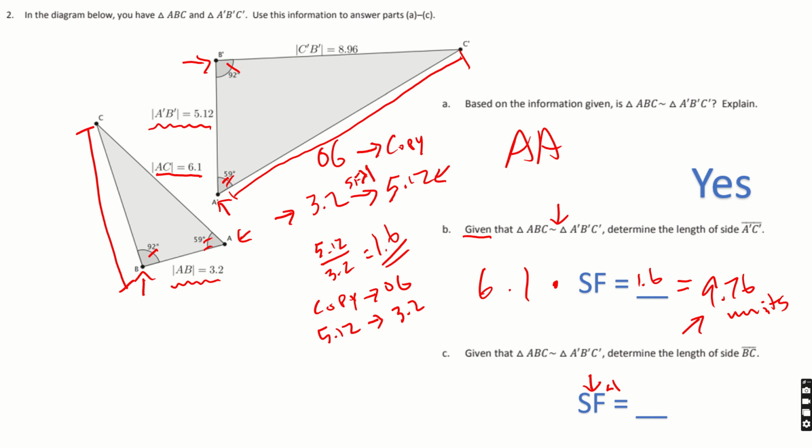So the way we would do that is we would do 3.2 divided by 512, and when I do that, 3.2 divided by 512, I get 0.625. So that's my scale factor, 0.625. Now I can take my side length that I know, which is the copy version, 8.96, times 0.625.